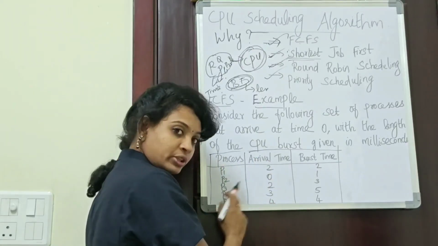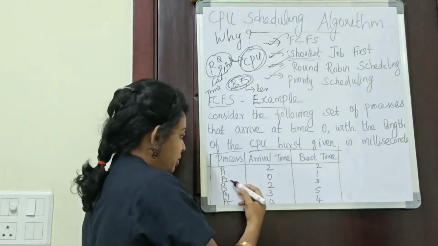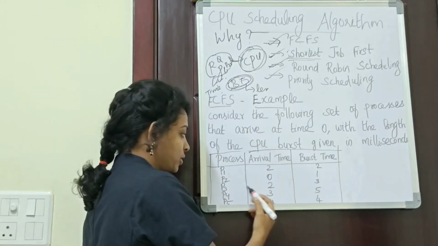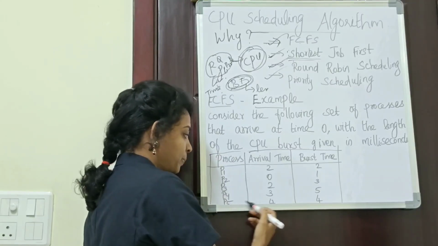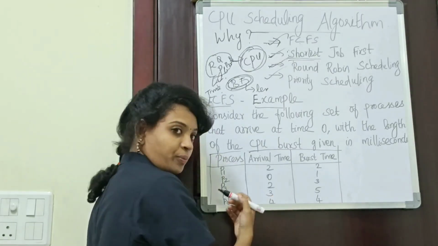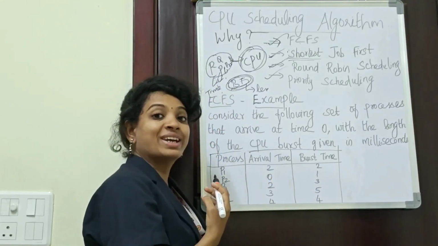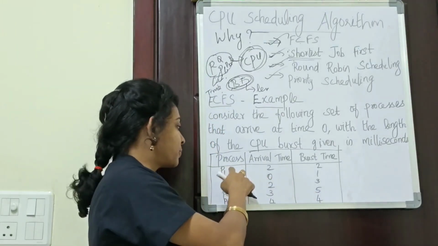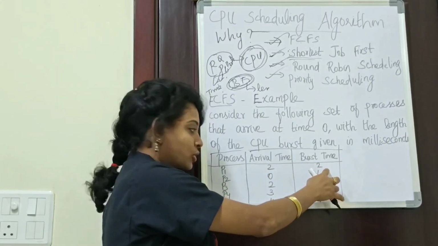The arrival time of these processes: the P1 process arrives at 2, the P2 process arrives at 0, the P3 process arrives at 2, the P4 process arrives at 3 and the P5 process arrives at 4. This is the burst time. Burst time is nothing but the CPU execution time. The P1 process will execute for 2 units of execution time.